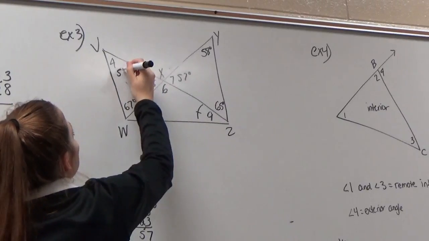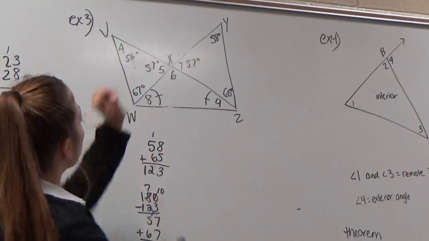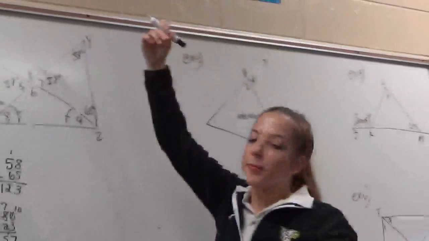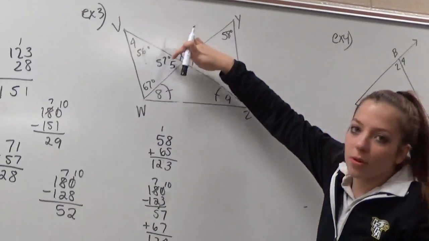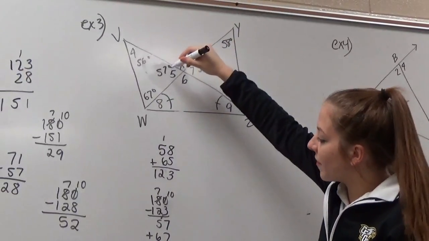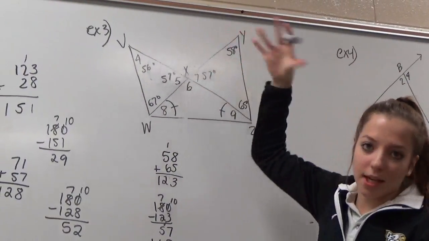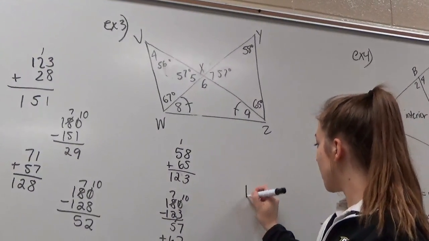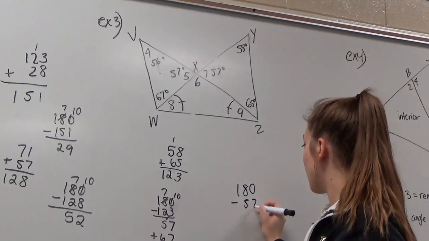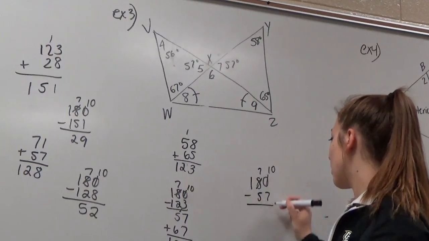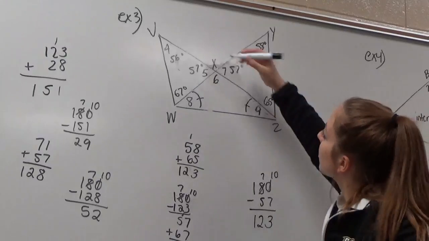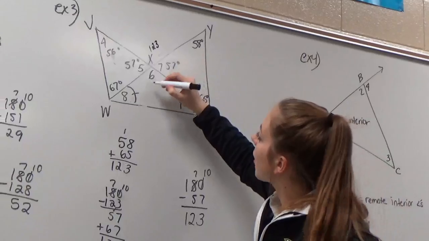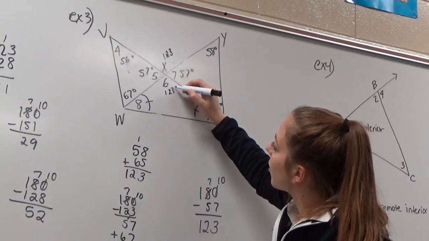Sorry, guys. Now this can be a little bit confusing, but you know that supplementary angles equal 180 degrees. So you take 180 and subtract 57. We already did that, so let's do that. That's 123. Now vertical angles are equal to each other, so you know that 6 is 123.